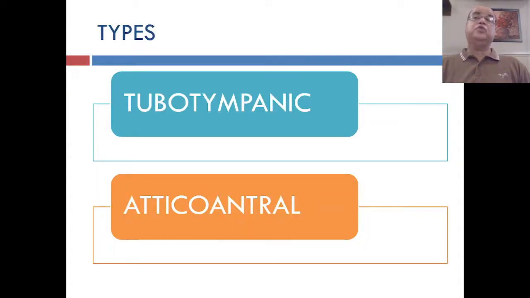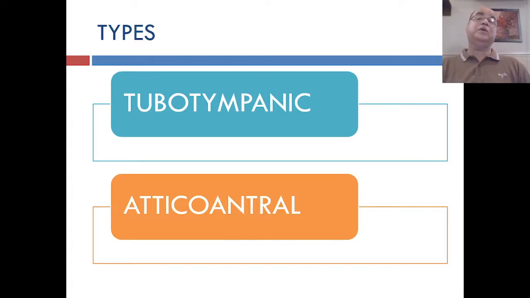It is divided into two types. One is tubotympanic and the other one is atticoantral. Now, keeping in mind the middle ear cleft, in which we just learned that the eustachian tube, middle ear cavity proper, aditus, antrum, and mastoid air cells are included.